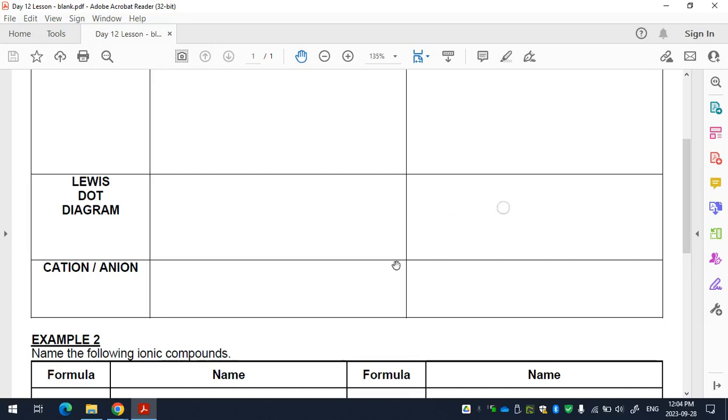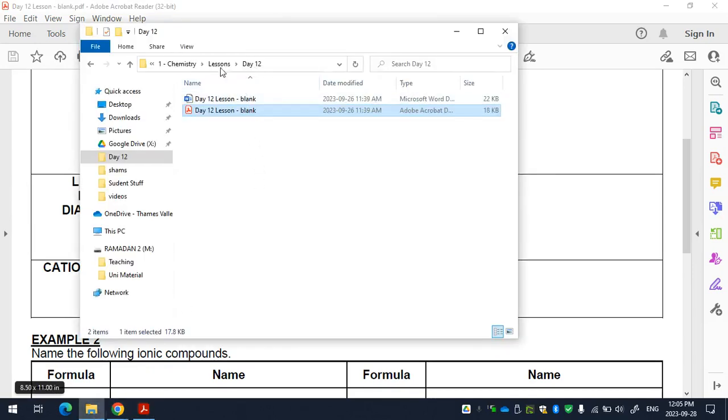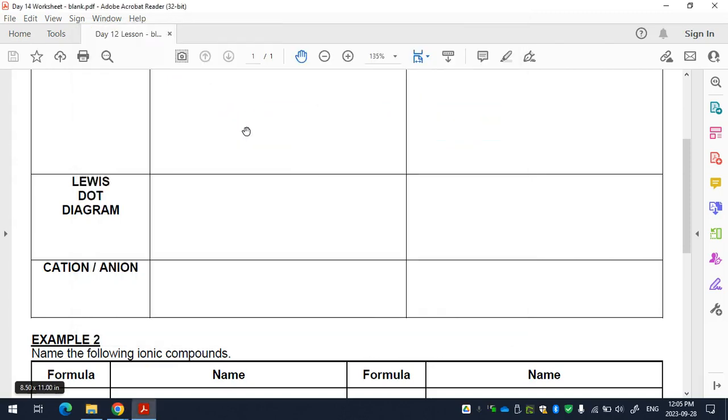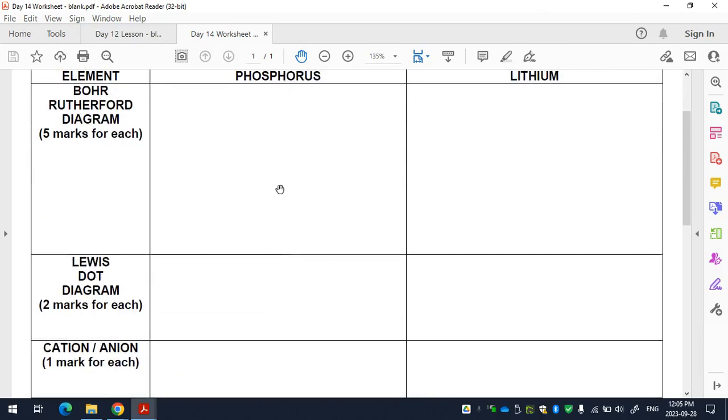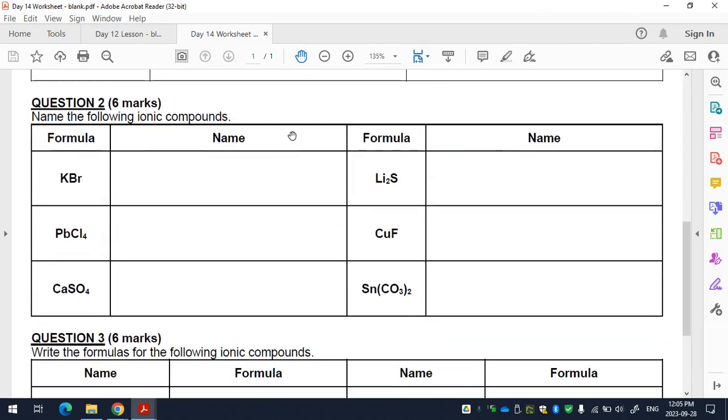So 1 here, 1 here. And 1 for this one, half here, half here. Because it's a very simple thing. You just tell me anion or cation. So here's actually your, I'm going to give you this. This is it. So I'm going to give you phosphorus and lithium. And these are the new 6 ones.